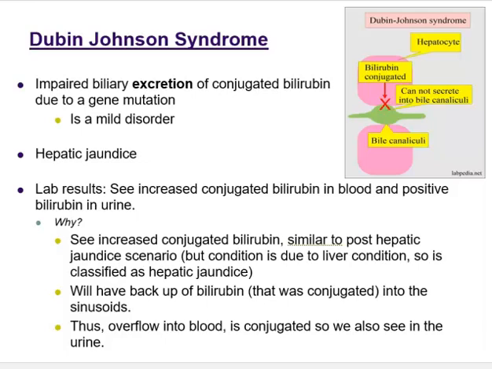So what are we going to see in our lab results for Dubin-Johnson? We're going to see increased conjugated bilirubin in blood and positive bilirubin in the urine as well. Why? We're going to see increased conjugated bilirubin similar to post-hepatic jaundice. It's due to a liver condition, so that's why it's classified as a hepatic jaundice. We will have backup of bilirubin, which is conjugated, into the sinusoids. Thus, we have an overflow into the blood of conjugated bilirubin, so we will also see it in the urine.